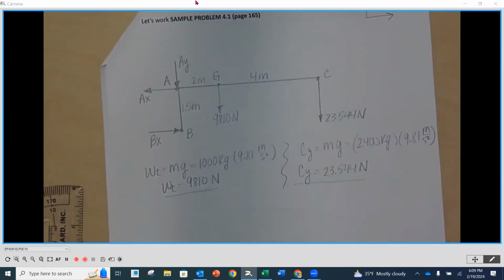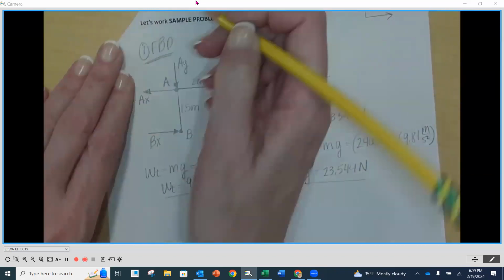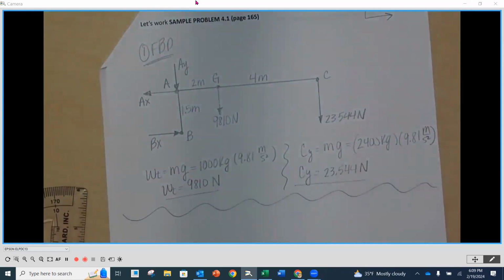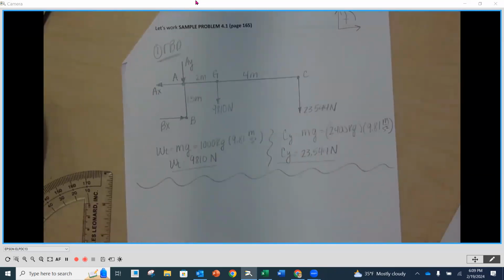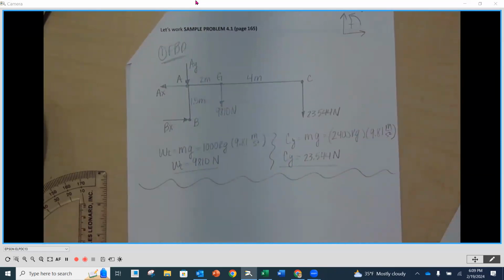Now I believe I have a complete free body diagram, which would be our step number 1. As we look here, we have 3 unknown forces. We have a Bx, an Ax, and an Ay. We need to solve for those. So we've got 3 equations of equilibrium. Where do we want to start? We've got the sum of the forces in X equals 0, the sum of the forces in Y equals 0, and the sum of the moments around a point equals 0 as well.